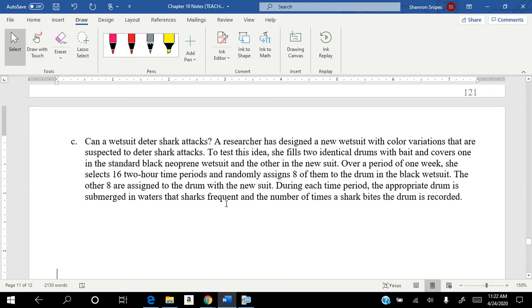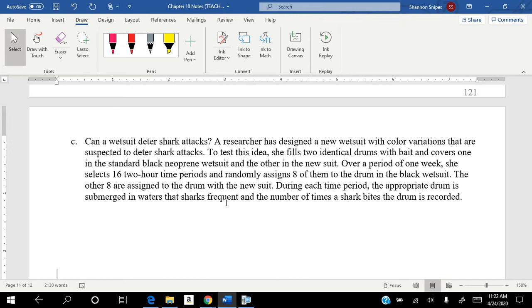All right, so can a wetsuit deter shark attacks? The researcher has designed a new wetsuit with color variations that are suspected to deter shark attacks. To test this idea, she fills 2 identical drums with bait and covers one in the standard black neoprene wetsuit and the other in the new suit. Over a period of 1 week, she selects 16 2-hour time periods and randomly assigns 8 of them to the drum in the black wetsuit. The other 8 are assigned to the drum with the new suit.